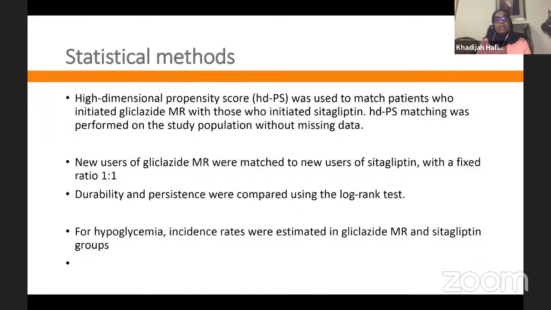Now, in terms of the statistical methods, they used what was referred to as a high dimensional propensity score in order to match the patients that were initiated on gliclazide MR as opposed to those that were started on sitagliptin. And then the new users of gliclazide MR were matched to new users of sitagliptin with a fixed ratio of 1:1. And then they looked at the durability and persistence using the log rank test and also looking for the incidence of hypoglycemic events.